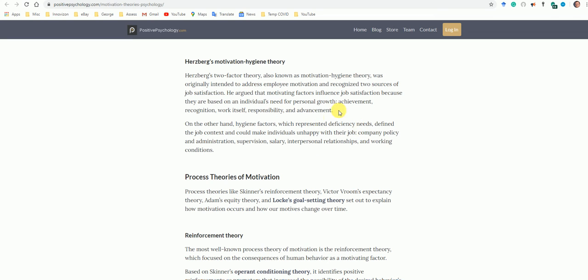Okay, but what motivates a person, according to Herzberg, and this has been analyzed and experimented on many, many times, are the motivation factors. Okay, these are the personal growth, achievement, recognition, the work itself, responsibility, advancement. So what does it say? For example, salary. Salary does not make a person motivated.